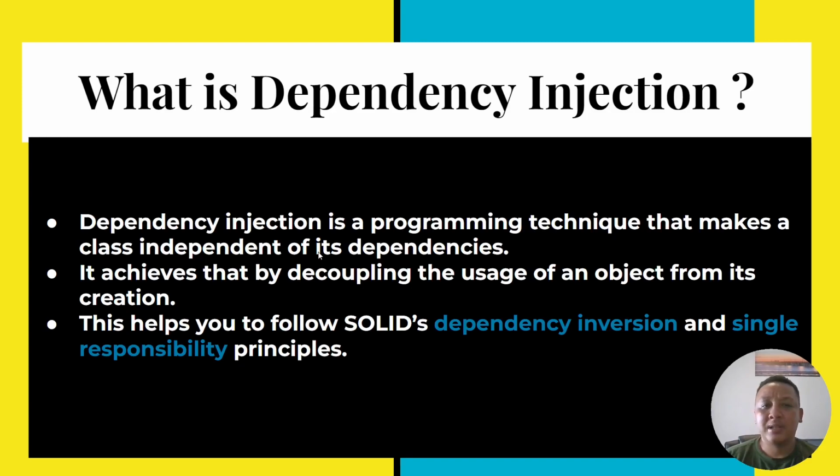So let's have a look at what it actually means. Dependency injection in programming is just a technique that makes a class independent from its dependencies. It achieves this by decoupling the usage of an object from its creation. This is important because it follows the SOLID principles, specifically dependency inversion and single responsibility. So it helps us to build code that's much cleaner, easier to understand, and more loosely coupled. We can simply take that service and reuse it in another item as we need to.